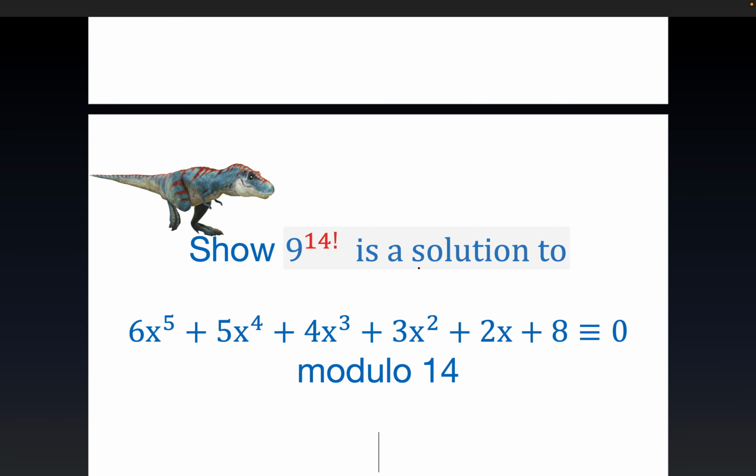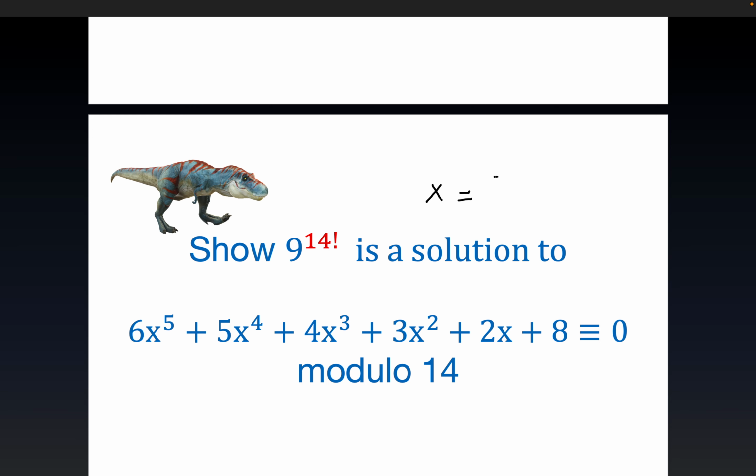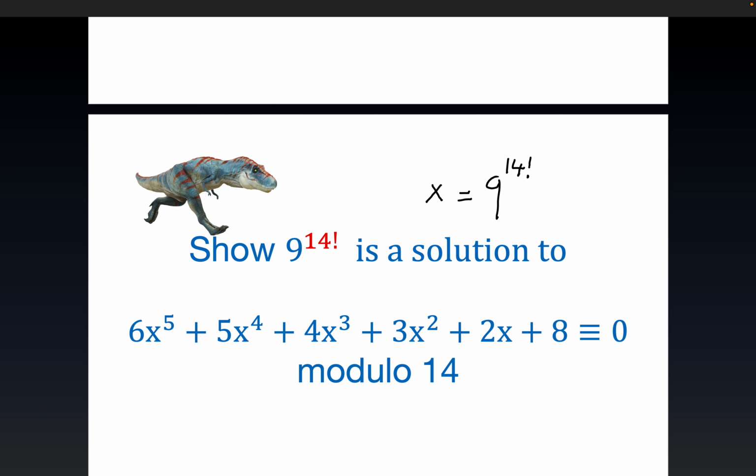Hey everybody, today we have a problem that may look challenging, but it really isn't so bad if you remember the notion of order in number theory. We're trying to show that x equals 9 raised to the power of 14 factorial. Yes, that's 14 factorial, not 14, is a solution.